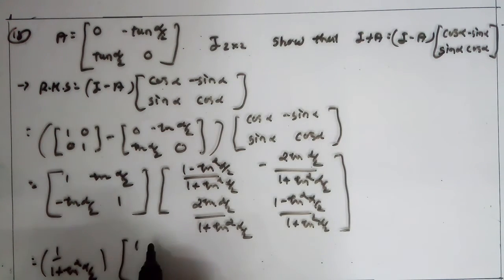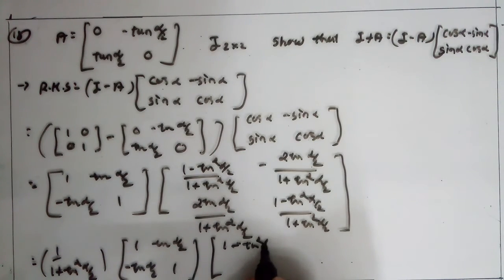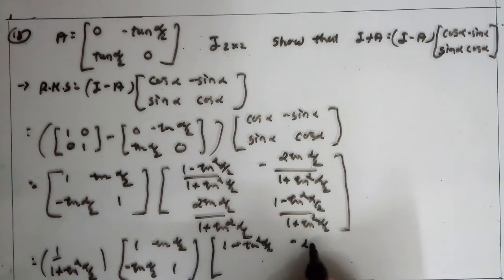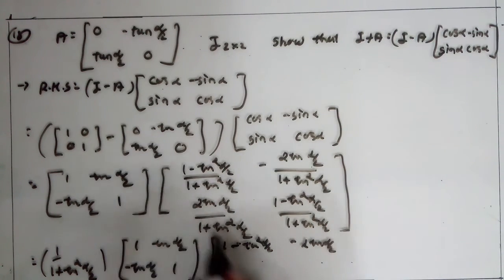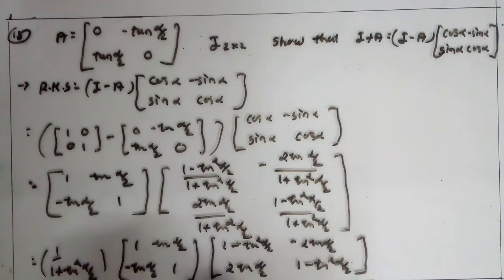Into matrix 1 tan alpha by 2, minus tan alpha by 2, 1, into matrix 1 minus tan square alpha by 2, minus 2 tan alpha by 2, here 2 tan alpha by 2, and here 1 minus tan square alpha by 2. Clear this? Now take the matrix multiplication of these two matrices.